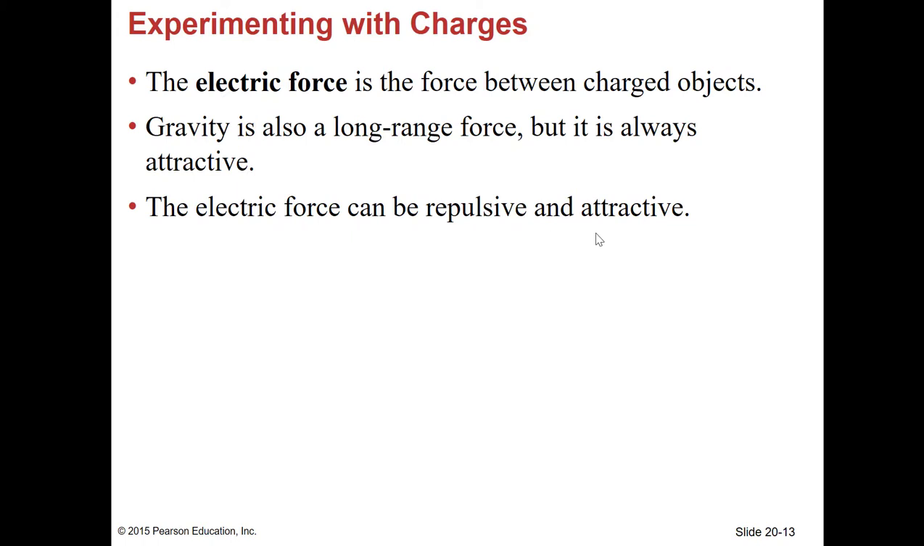So here's a little synopsis. Electric force is the force between charged objects. Gravity is also a long-range force, as I say, but it's always attractive. Sometimes the electrical force can be repulsive. We haven't seen that yet, but we will.